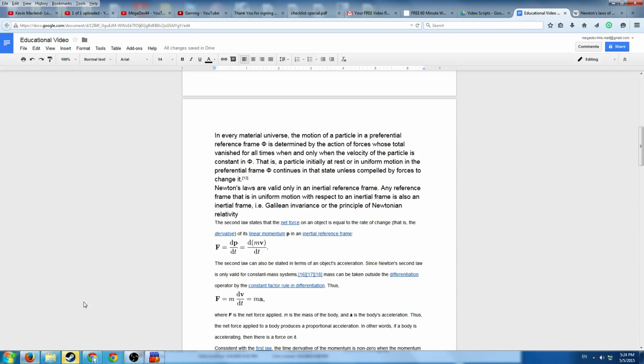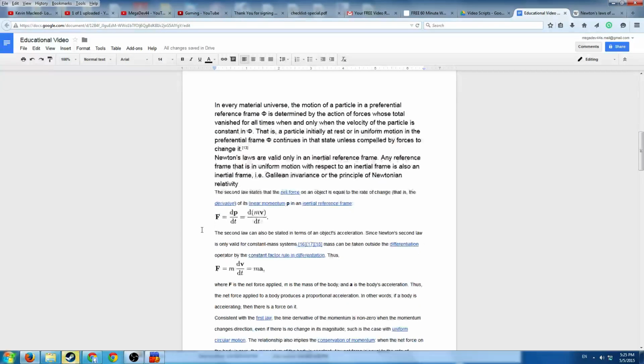In other words, if a body is accelerating, then there is a force on it. Consistent with the first law of motion, the time derivative of the momentum is non-zero when the momentum changes direction, even if there's no change in its magnitude. Such is the case with uniform circular motion.